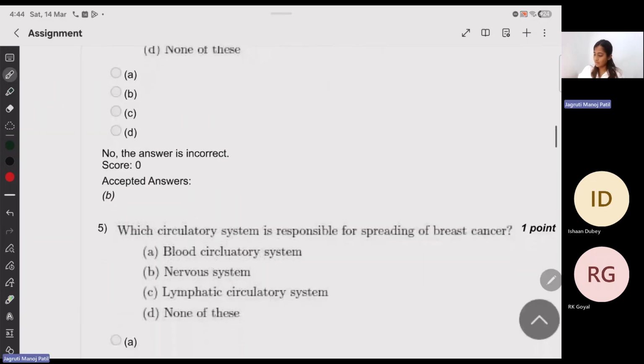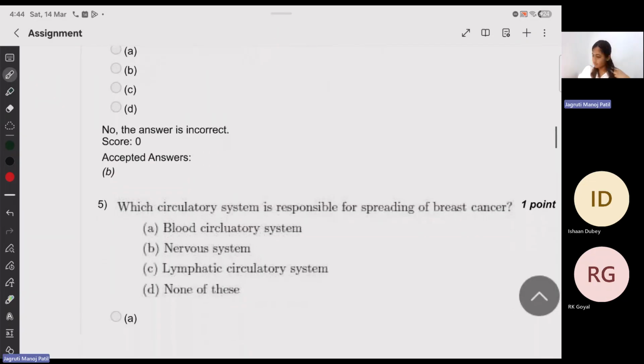So here you have this myelin sheath, the layer which is protecting the neuron. Okay. Which circulatory system is responsible for spreading of breast cancer? Your blood, nervous system, lymphatic circulatory system. Which one? Lymphatic circulatory system.